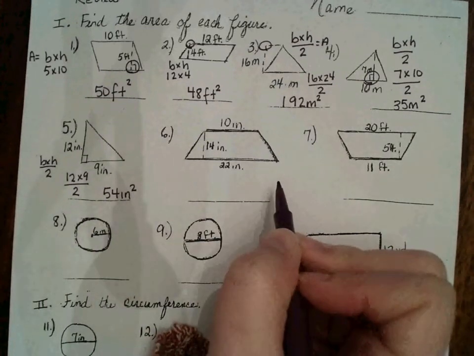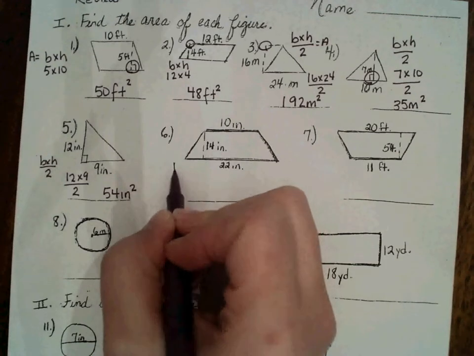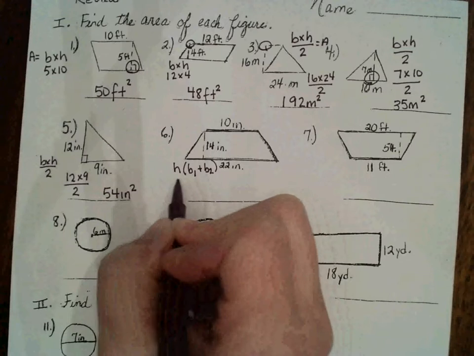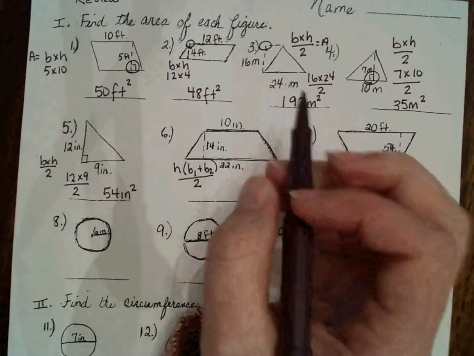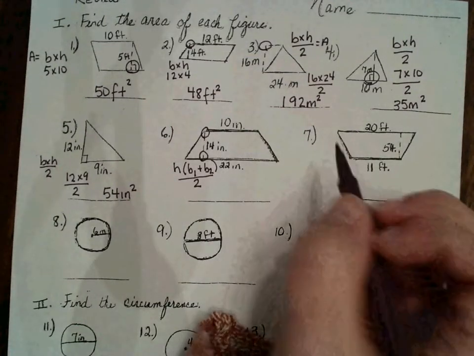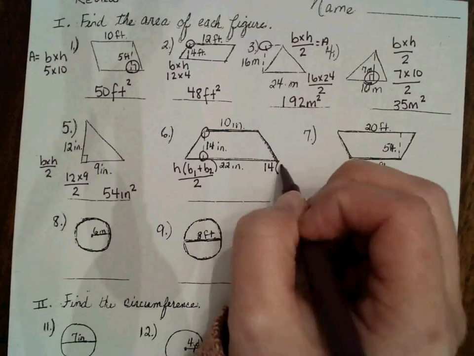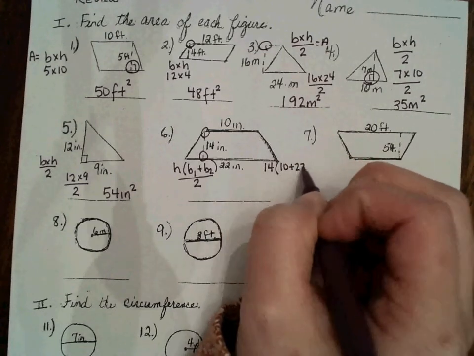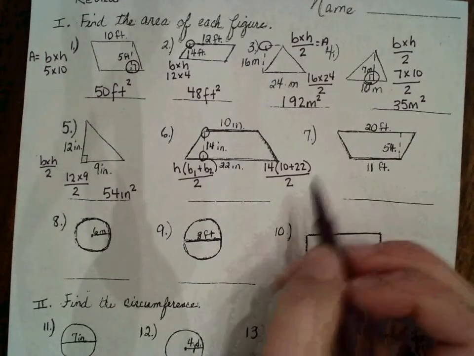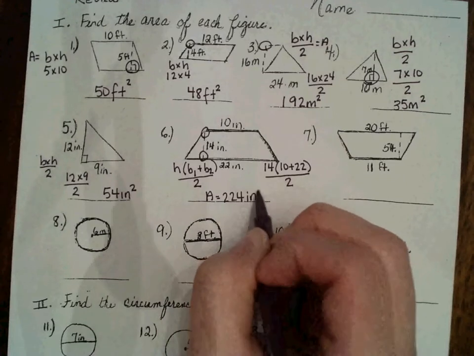For our trapezoid, some of you remember that formula is your height times your base 1 plus your base 2, all divided by 2. Your height, once again, makes that 90-degree angle with both of our bases, which are parallel lines. So our height is going to be 14 times 10 plus 22, all divided by 2, which is going to end up giving me an area of 224 inches squared.